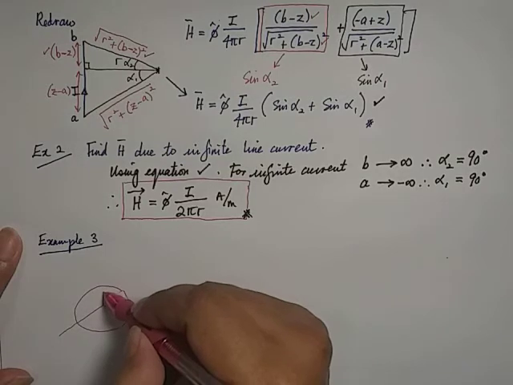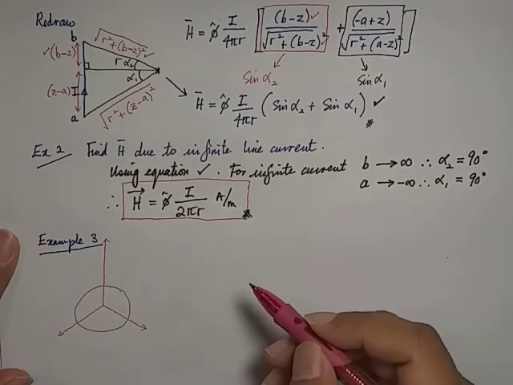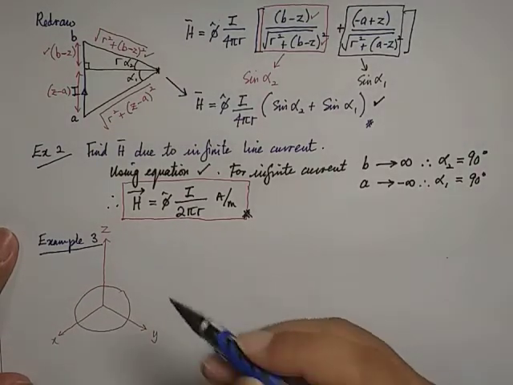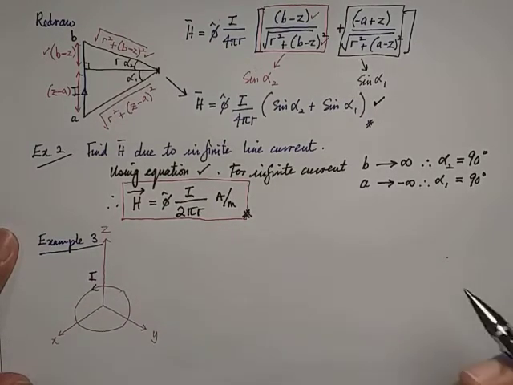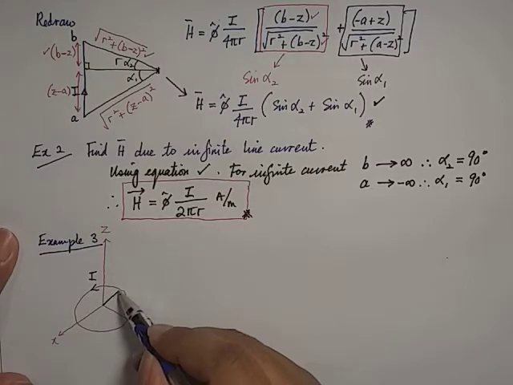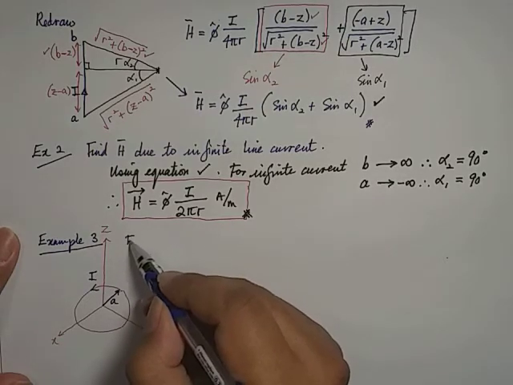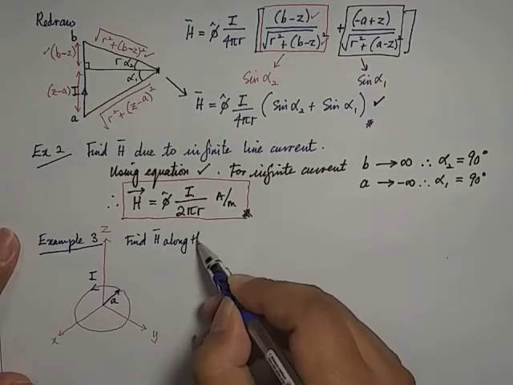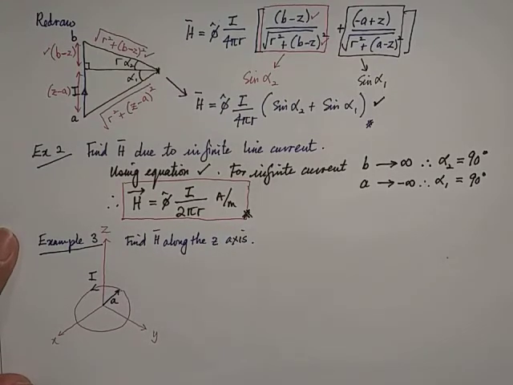And the axis of the ring is coinciding with the Z-axis. So that should be the one that we're going to solve here. So X, Y, Z. And then now, since we are dealing with current, the current should be represented by I. And then the radius, something similar to before, yes, A. Okay, so find H along the Z-axis. That should be our problem here. Find H along the Z-axis.